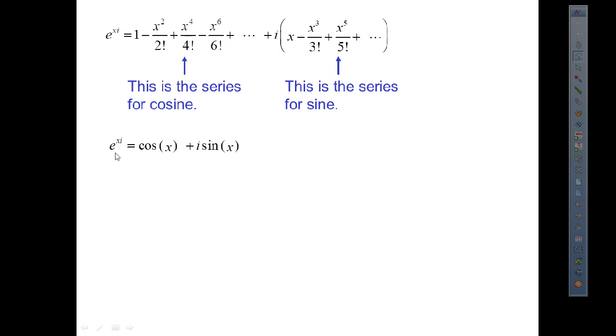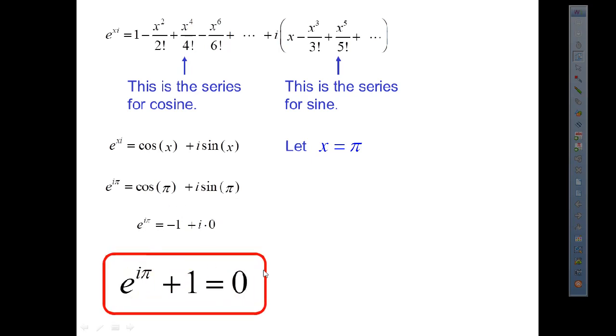So we end up with e to the xi being equal to cosine x from this series plus i sine x from this part of the series. So if we let x equal pi, we get e to the i pi is equal to cosine pi plus i sine pi. This is -1, this is 0, so e to the i pi is equal to -1. We can then move that over to the other side, and we get e to the i pi plus 1 equals 0.